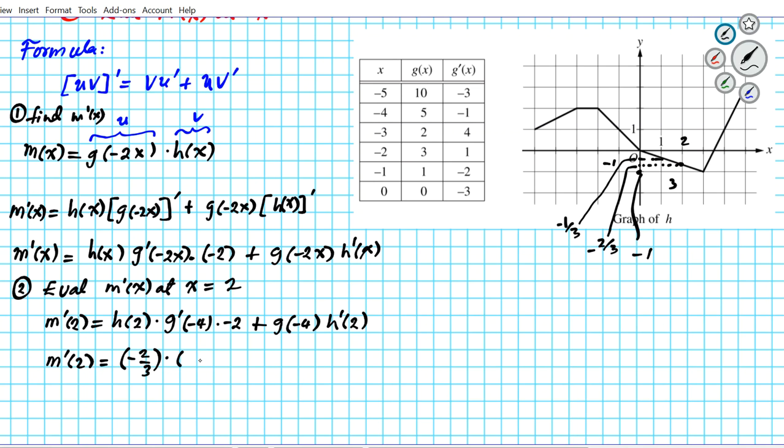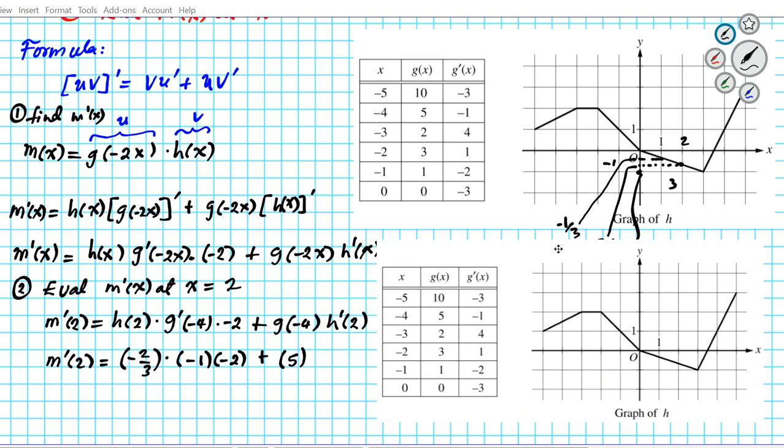That again, it's negative 1 times this negative 2 still hanging out there, plus g of negative 4. G of negative 4 is 5 times h prime of 2. We already did that before. So basically h prime of 2, let's look at it again real quick, is the slope of this line segment right here. Okay, so remember the derivative is the slope of a tan line. If your line is straight, the tan line is the line.